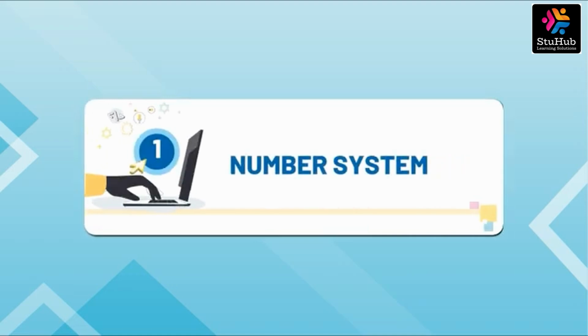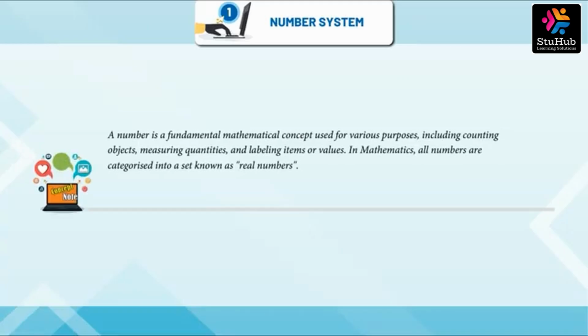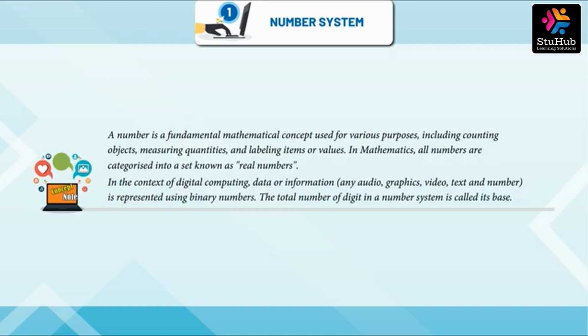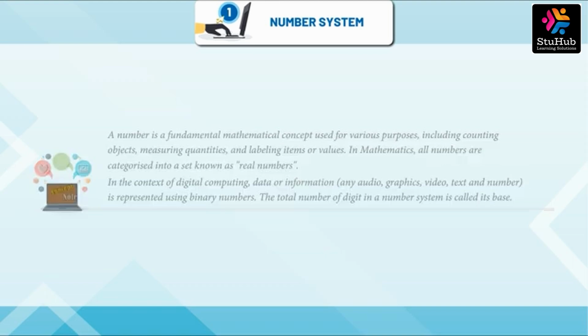Chapter 1. Number System. A number is a fundamental mathematical concept used for various purposes, including counting objects, measuring quantities, and labeling items or values. In mathematics, all numbers are categorized into a set known as real numbers. In the context of digital computing, data or information, any audio, graphics, video, text and number is represented using binary numbers. The total number of digits in a number system is called its base.